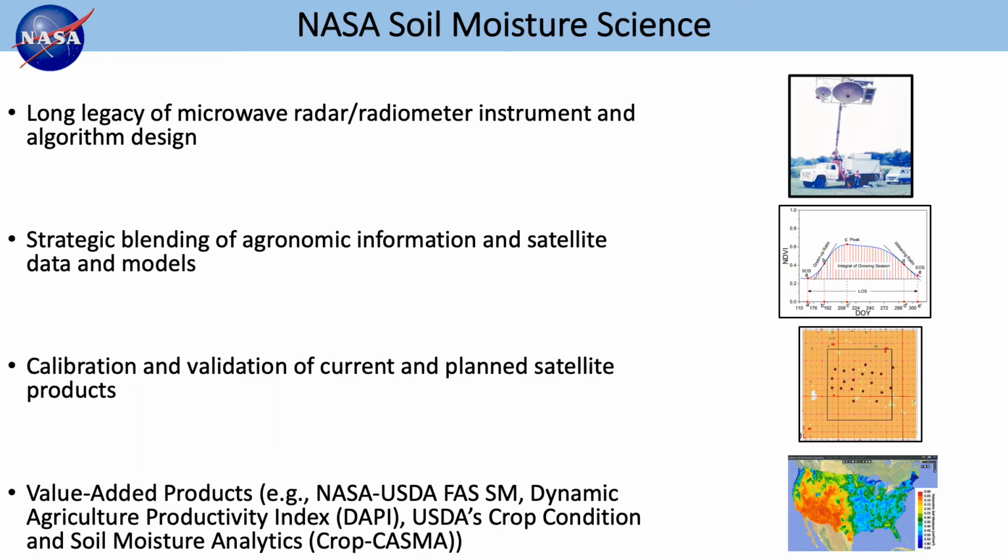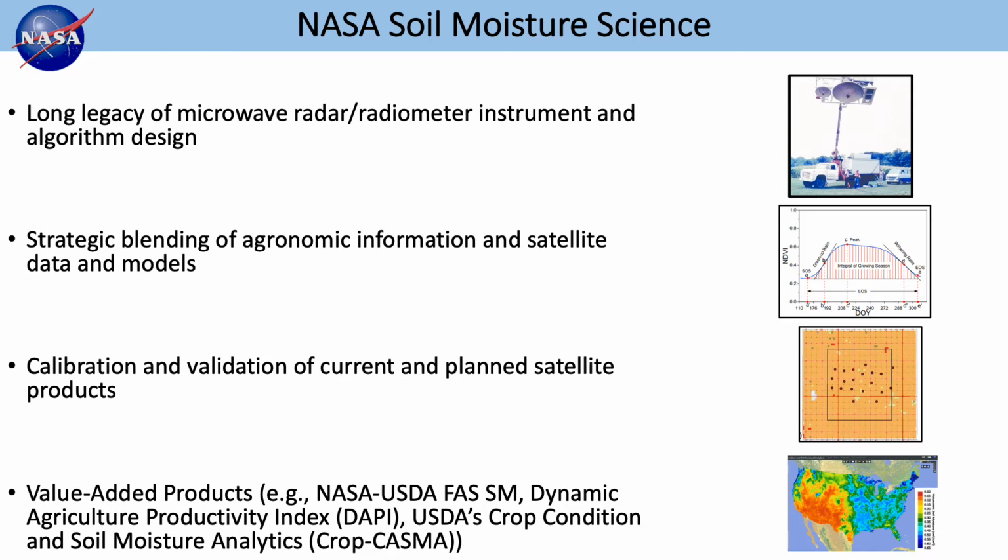So as I just mentioned, NASA has a long legacy of microwave radar and radiometer instrument and algorithm design. On the top right figure here, you see a truck-mounted instrument. So these were done as a test bed for future satellite-based sensors. And the next figure down, this is sort of a demonstration of a strategic blending of agronomic information and satellite data and models. So taking these satellite-based observations, merging them with in situ observations. So this can be done for calibrating and validating current and even planned satellite products, for increasing the fidelity of the in situ network as well as the satellite-based products.